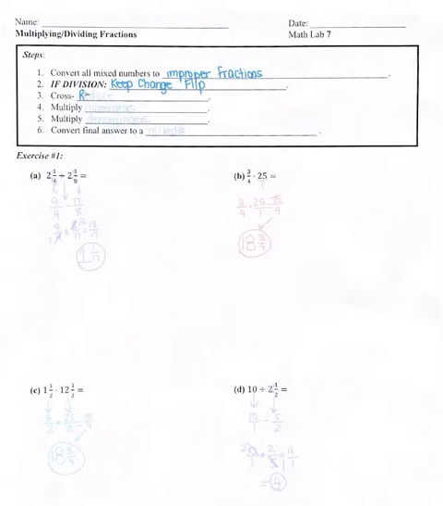Then you're going to cross reduce. That means look at the diagonals and see if you can divide anything by the same number. Then you want to multiply the numerators. The numerators are the top number in a fraction. Then you want to multiply the denominators. And then you want to convert your final answer to a mixed number.